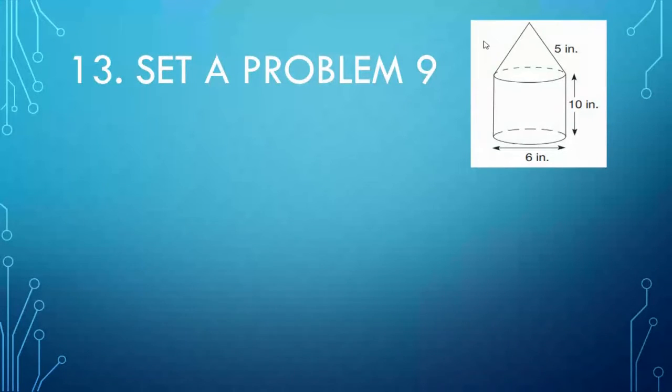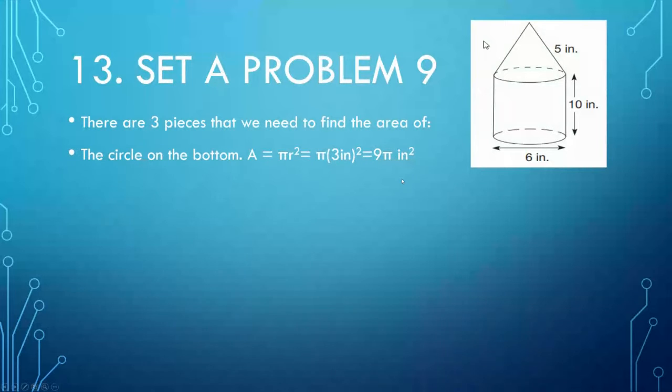All right, so we're starting with problem number 9, and we want to find the surface area of this object. There are 3 surfaces that we need to find. We need to find the circle that's on the bottom, the outside part of the cylinder, and then part of the cone that's on the top. So there are 3 pieces we need to find the area of.